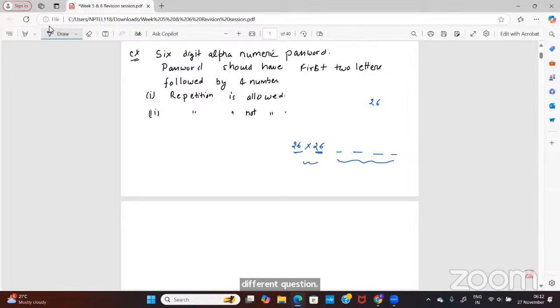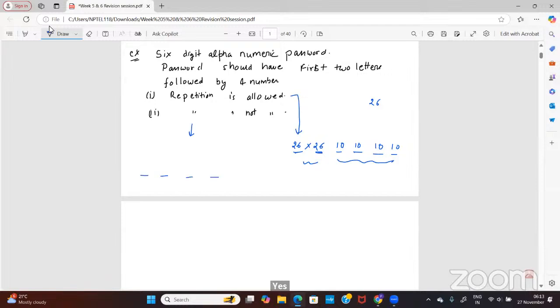Now for the last four places we have to fill numbers. There we will have 10 options for this place, and for the third place and the fourth place also, because we can repeat the number. Any doubt? Yes, ma'am. For the first one this will be your answer.